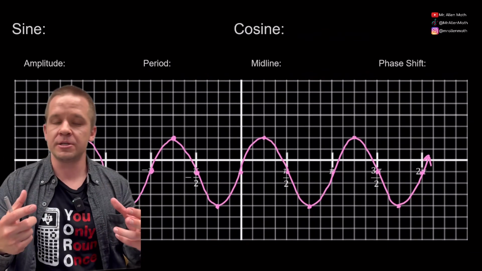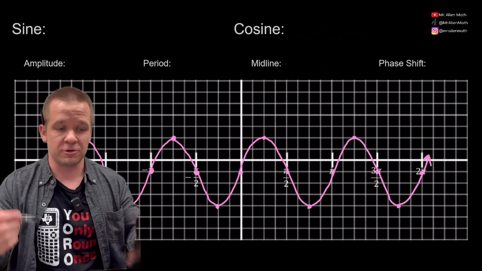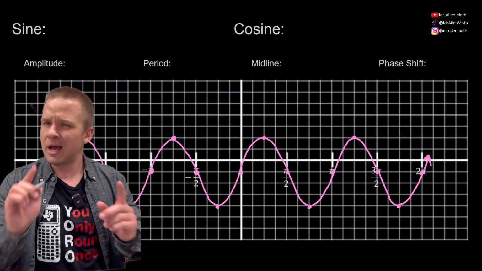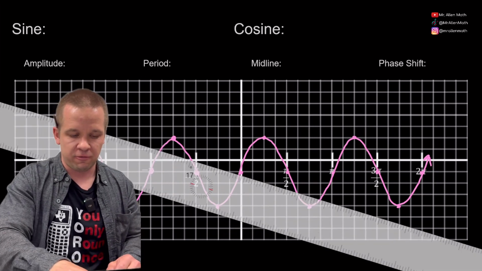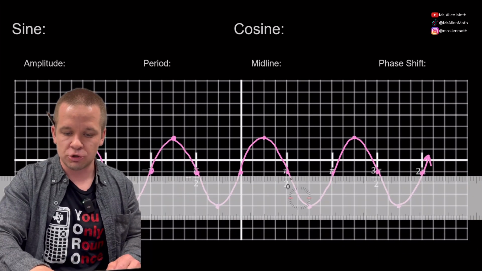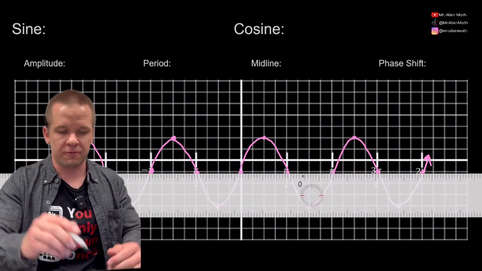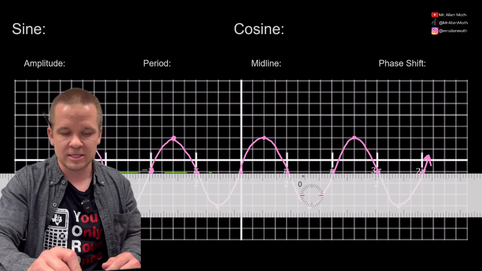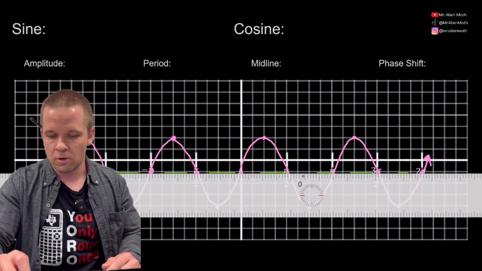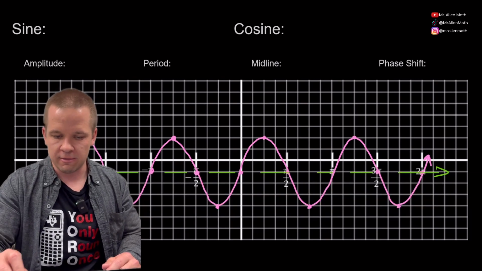So first thing I like to do here is identify some of the key features. How about our amplitude? I'm actually going to draw in my midline first. I always like to draw in my midline. It helps organize some things. I can see where the points are on it or off it, and also see my midline nice and easy. So there is my wonderful midline right there.